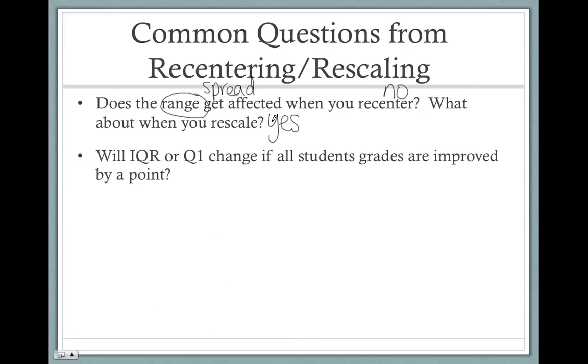Next question is, will the IQR or Q1 change if all students' grades are improved by a point, for example? Again, we need to ask ourselves, is this a measure of spread? IQR is a measure of spread. So if all students' grades improve by a point, Q1, yes, will improve by a point, but Q3 will also improve by a point. So when I subtract them, I still get the same distance between them. So IQR, no, will not be affected. Q1 itself, yes, will be affected.